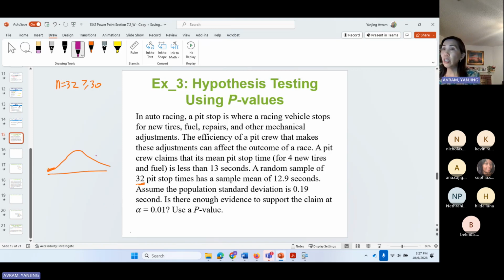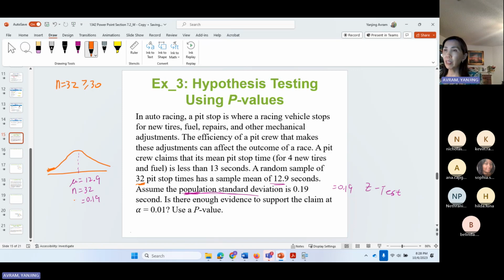All right, so let's see what is the mean. The mean here is 12.9 seconds, and n here is 32. This is telling you the population standard deviation. So mu is 0.19. Sorry about that, that's not a mu, that's a sigma. All right, that's a sigma.